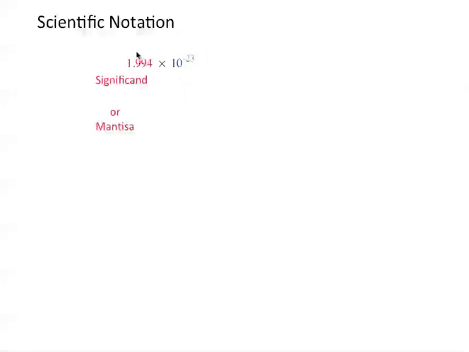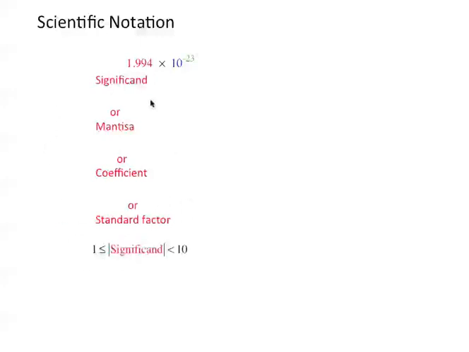The significand is the part before the times 10 to the whatever. It's called the significand or the mantissa, or some people call it the coefficient, or it's also called the standard factor. Amongst its friends, it's called the standard factor. Everyone else just calls it the significand.